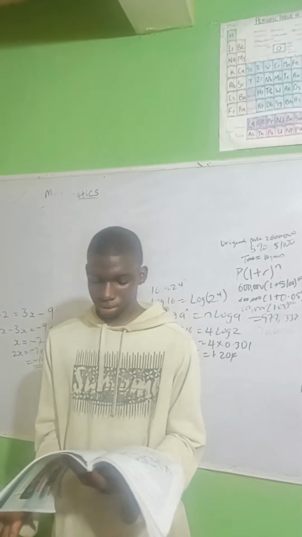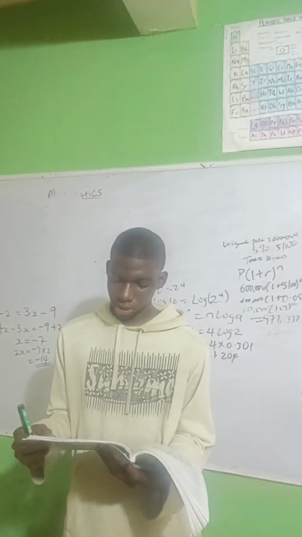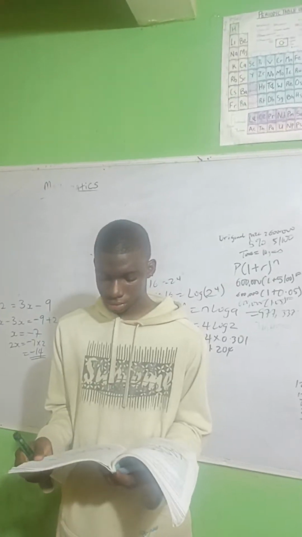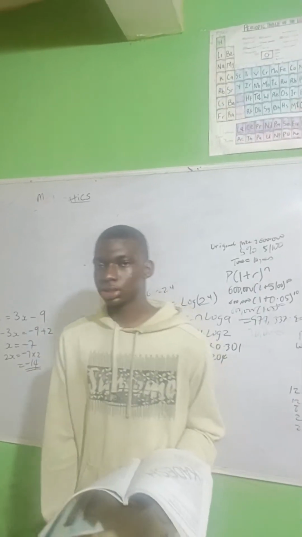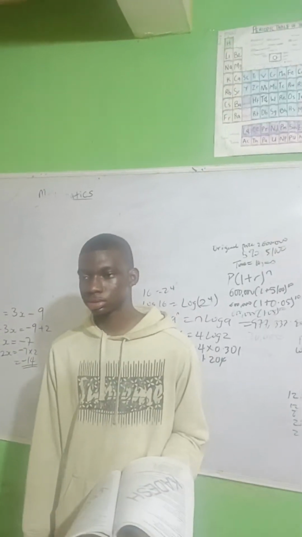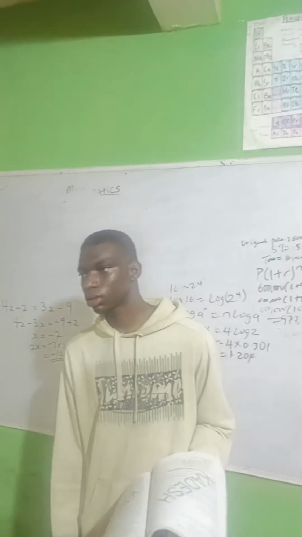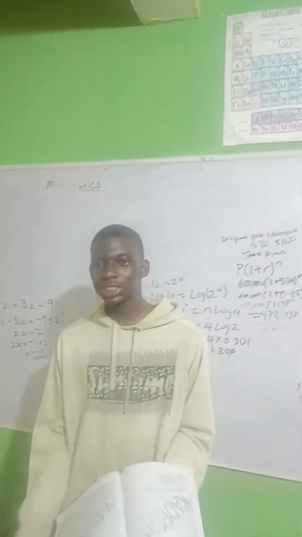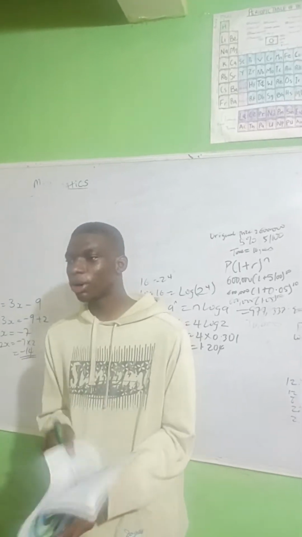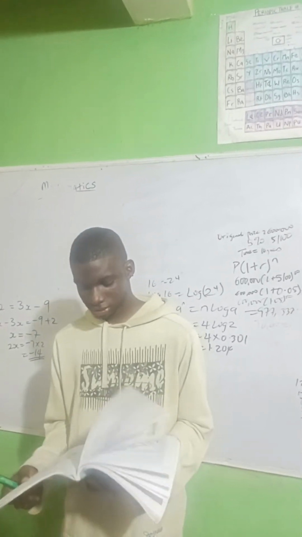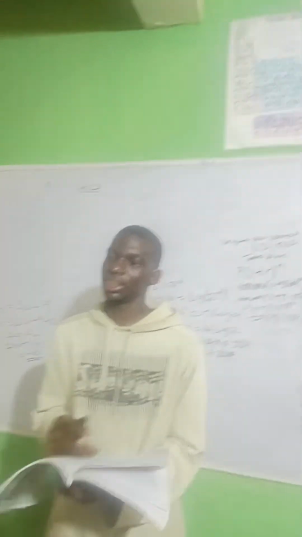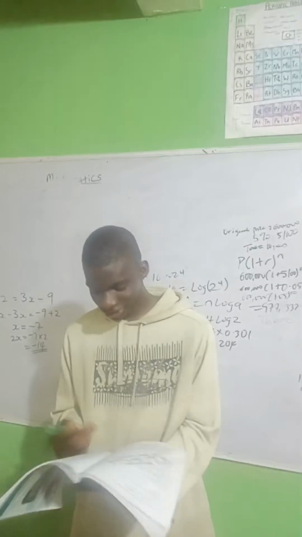So the first question, we have the following order: 1, 3, 5, 7, 9. What is the next number? 11. How do you get 11? Explain now. What is A and what is the common difference? After 11, what's the next one?